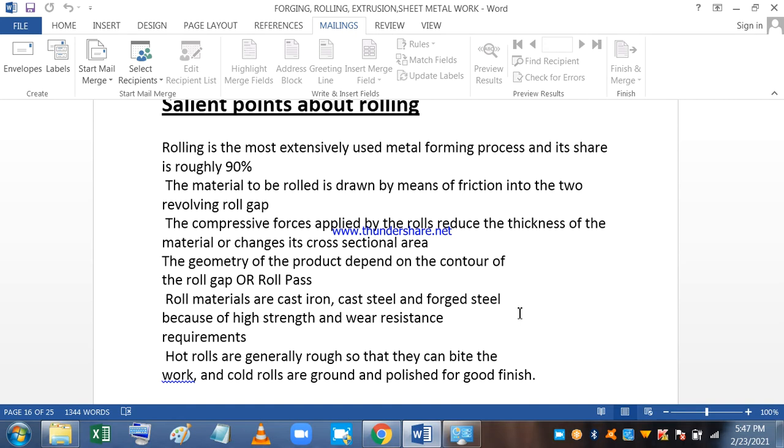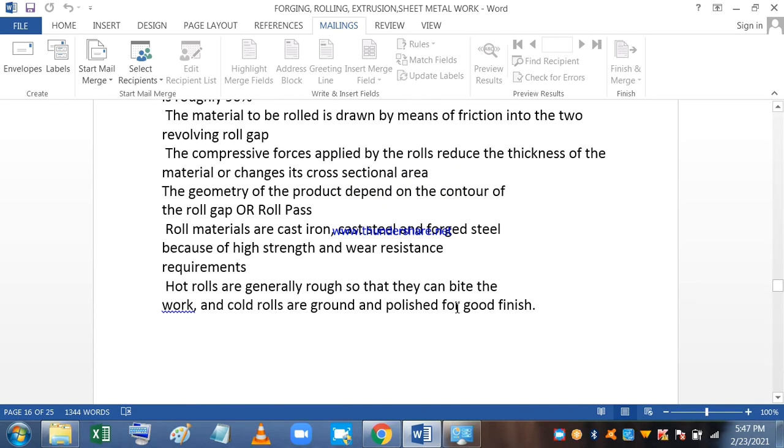Roll materials are cast iron, cast steel and forged steel, because of high strength and wear resistance requirements. Hot rolls are generally rough so that they can bite on the work, and cold rolls are ground and polished for good finish.